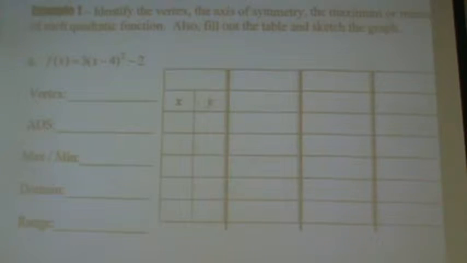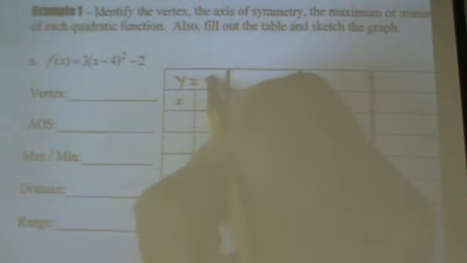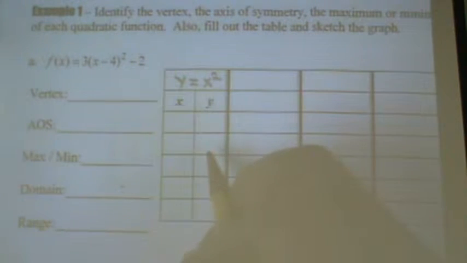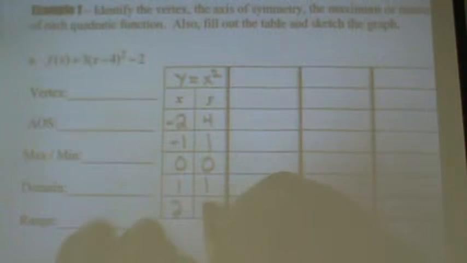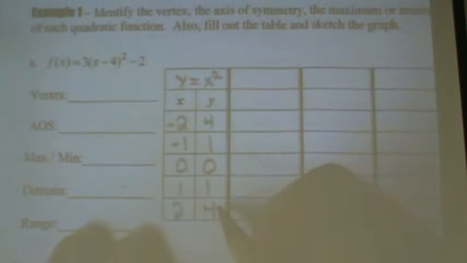So now, this is what I want you to do. We're going to graph this without a calculator. In this box right here, I want you to write the parent function. You're going to get a lot of practice writing the parent function. We have -2, -1, 0, 1, 2. And you're going to put 4, 1, 0, 1, 4. That's the parent function.